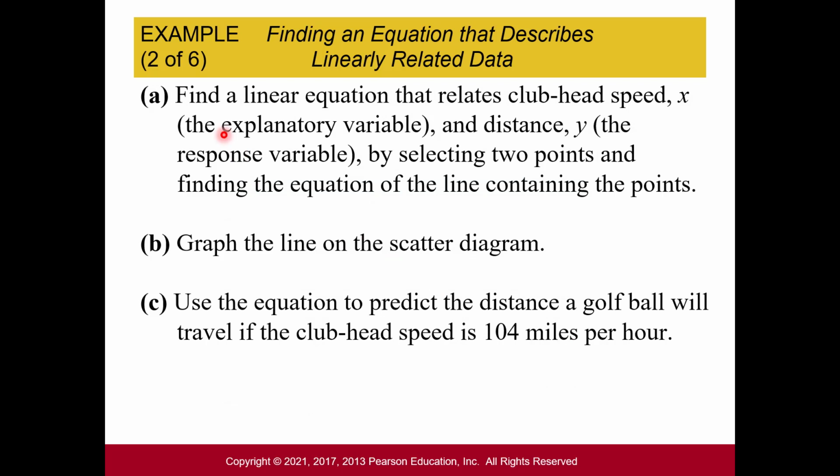So what we're going to do first is find a linear equation, that's going to be the equation of our line, that relates club head speed to distance. So basically that relates x to y. And we can do this by selecting any 2 points from our data, but you'll find that sometimes picking certain points is better than others. Then we'll graph the line on top of the scatter diagram, and then after that we're going to use the equation to predict the distance a golf ball will travel if the club head speed is 104 miles per hour.